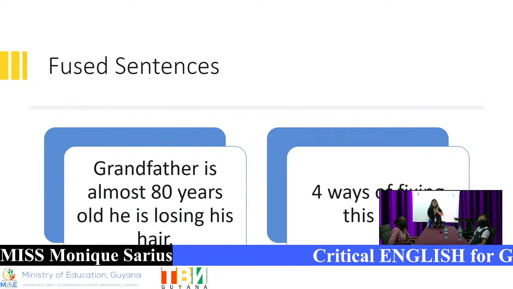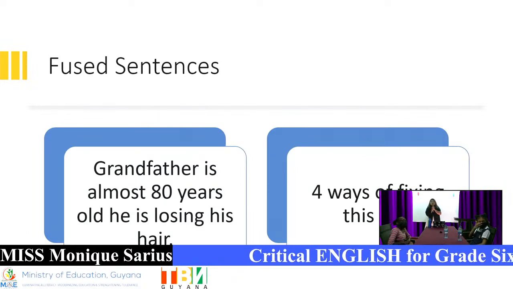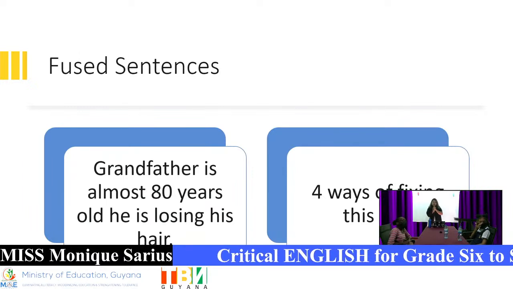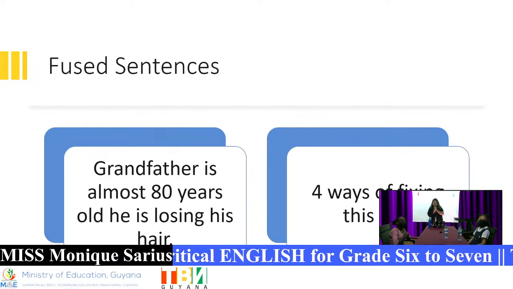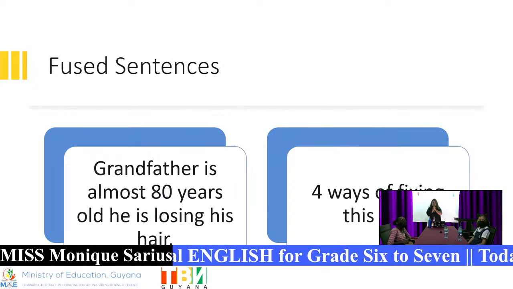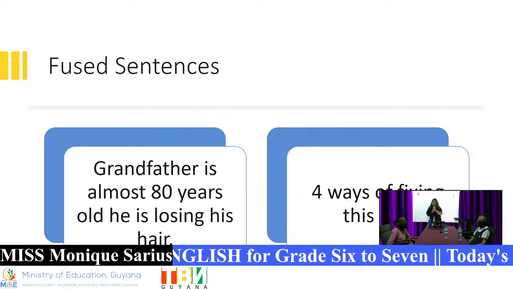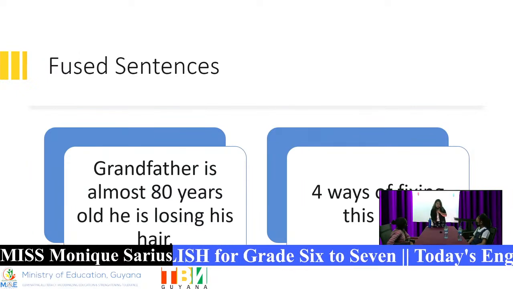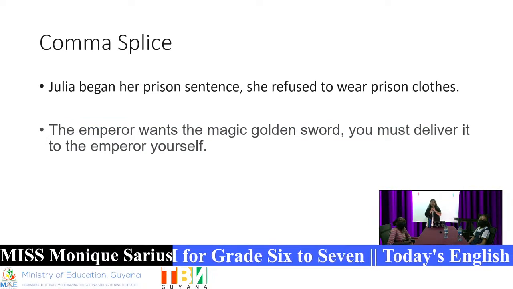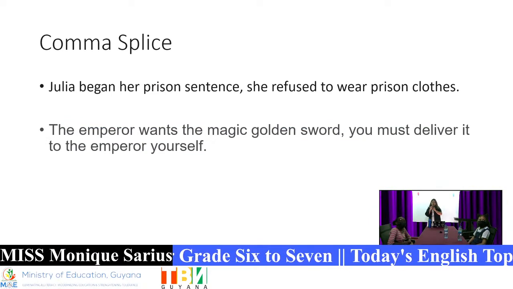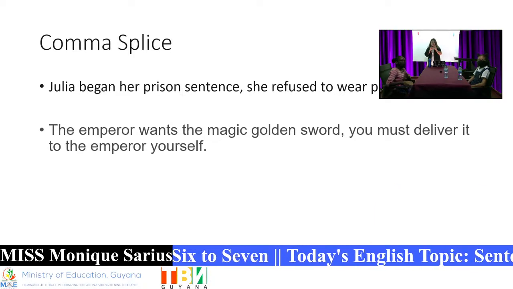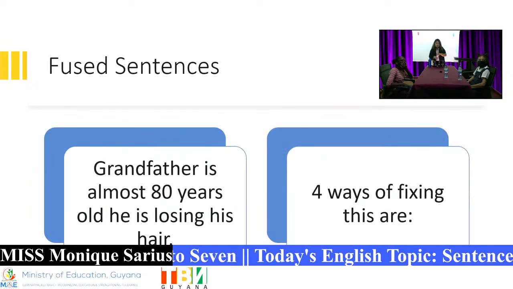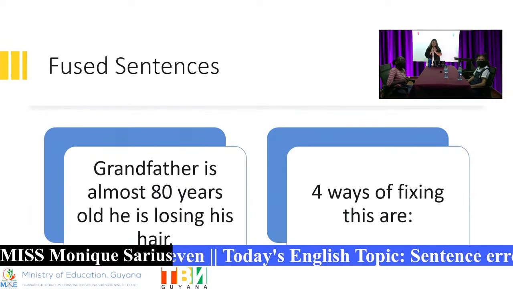So this one here, fuse sentences. This one is also called run-on sentences, and it's a problem when you're writing. Grandfather is almost 80 years old. He is losing his hair. So let's look back at the one previously. This one here was called comma splice because the comma was placed incorrectly in that spot. Remember? Keep that in mind. Let's go to this one here now. This one is called fuse sentences.